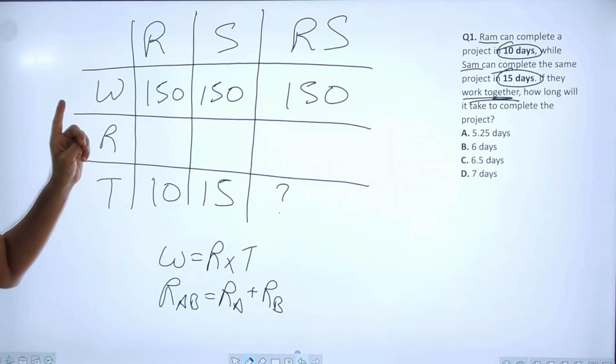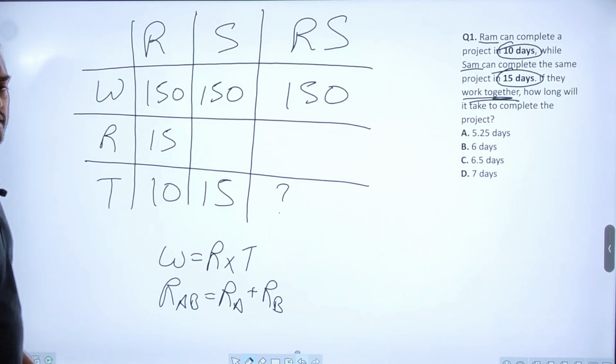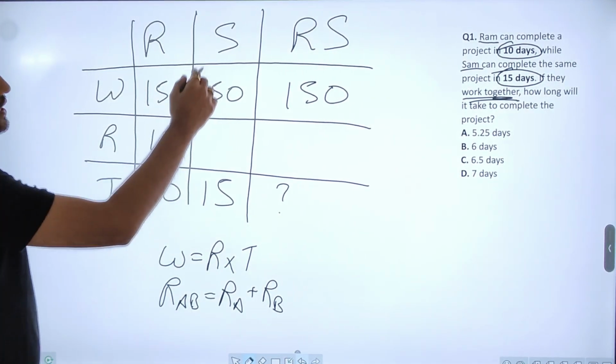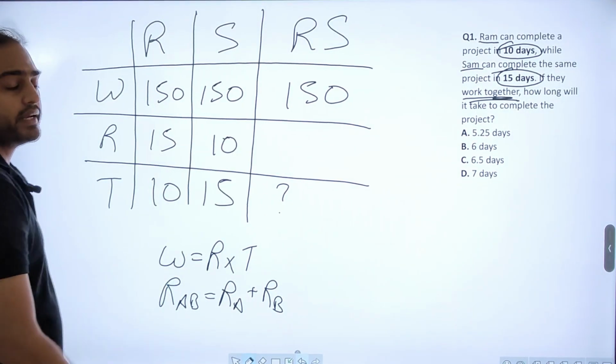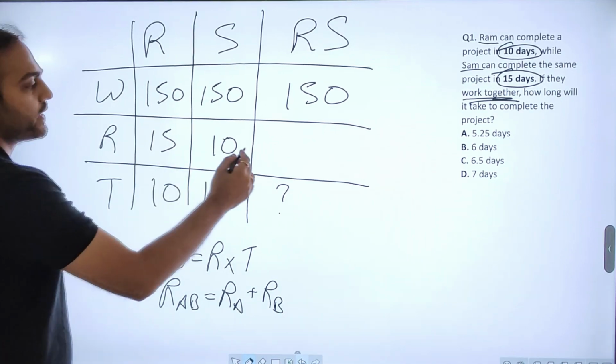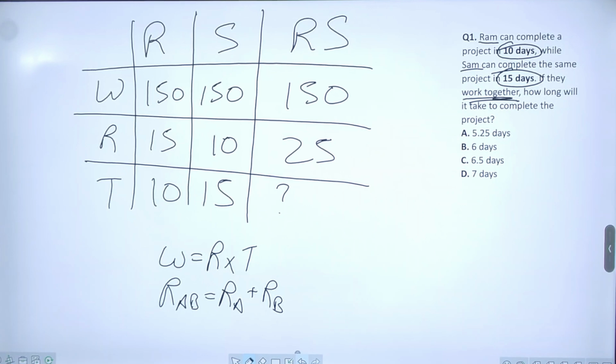Okay, so step 3, find the rate. So rate of Ram is 15. He eats 15 chocolates per day. Similarly, rate of Sam, he eats 10 chocolates per day. So when they work together, they will eat 25 chocolates per day.